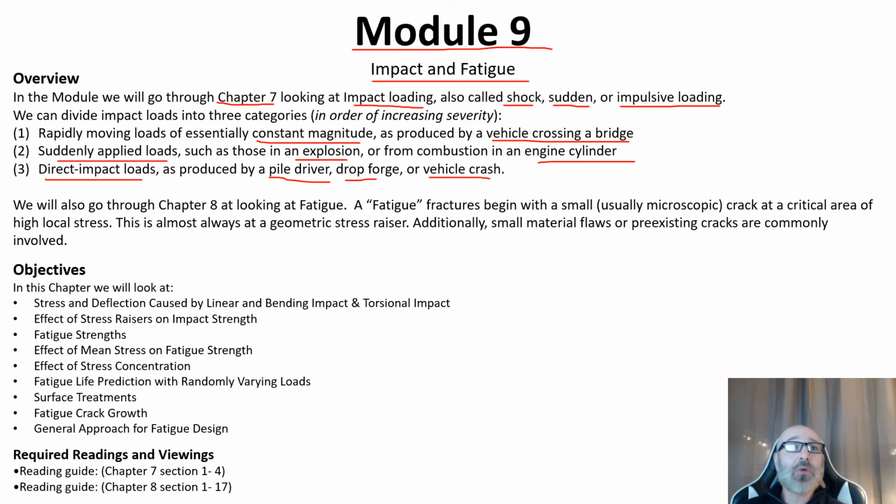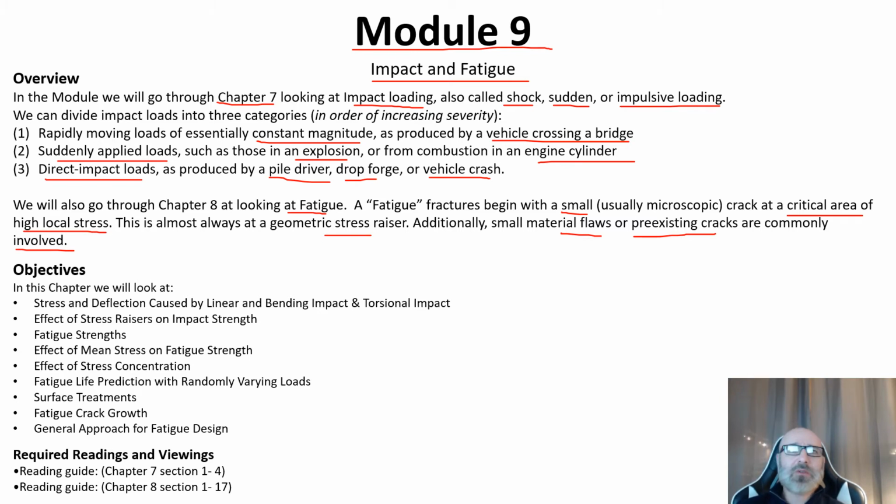Now we're also going to go through Chapter 8, taking a look at fatigue. So a fatigue fracture begins with a small, usually microscopic, crack at a critical area of high local stress. Now this is always a geometric stress raiser, and additionally, small material flaws or pre-existing cracks are commonly involved.